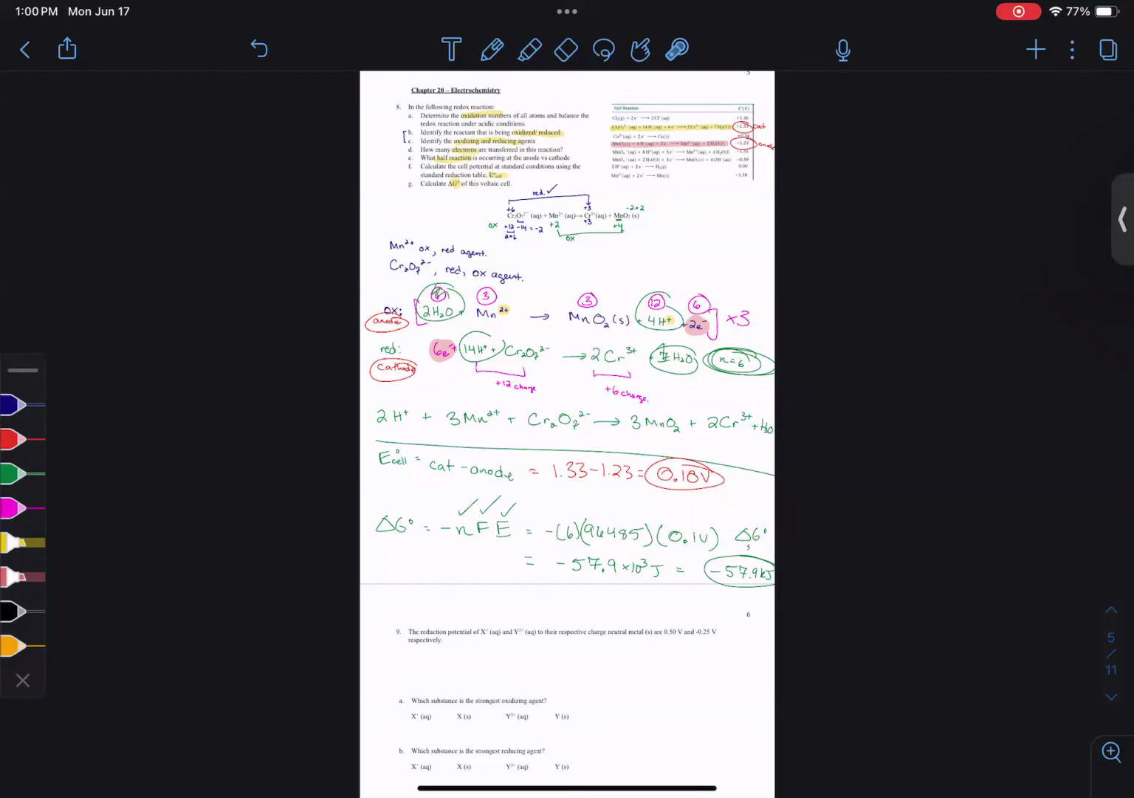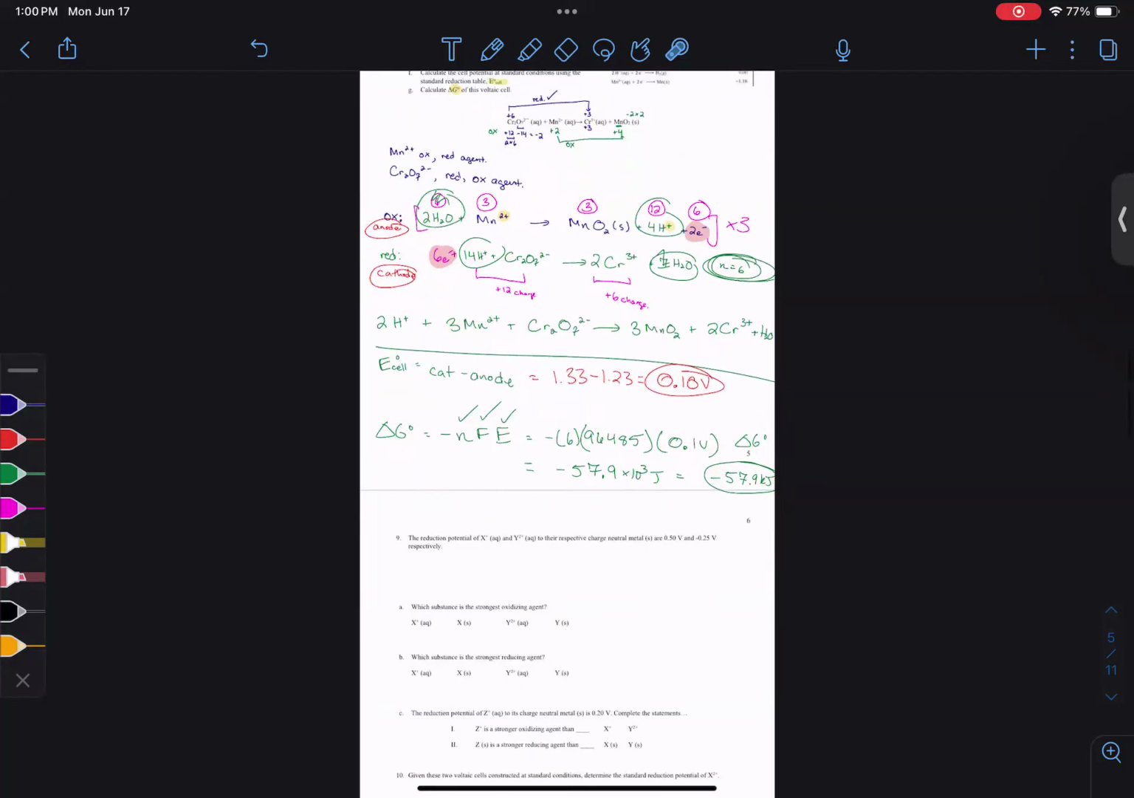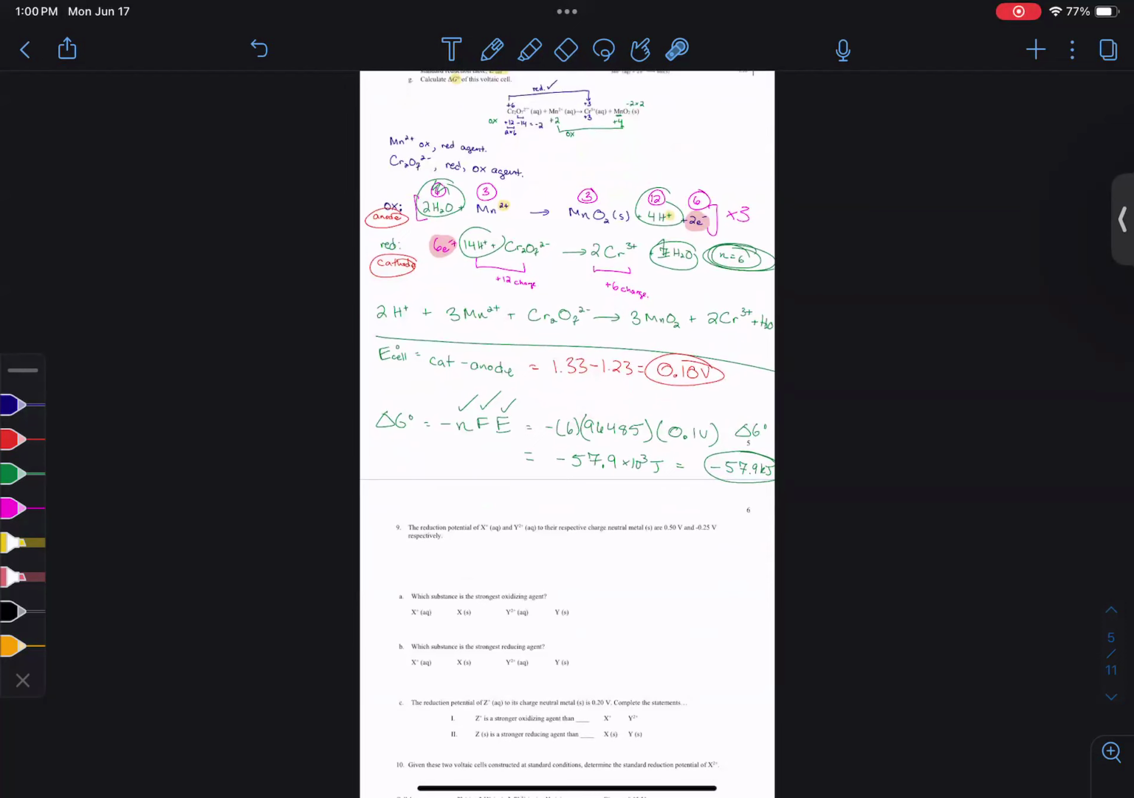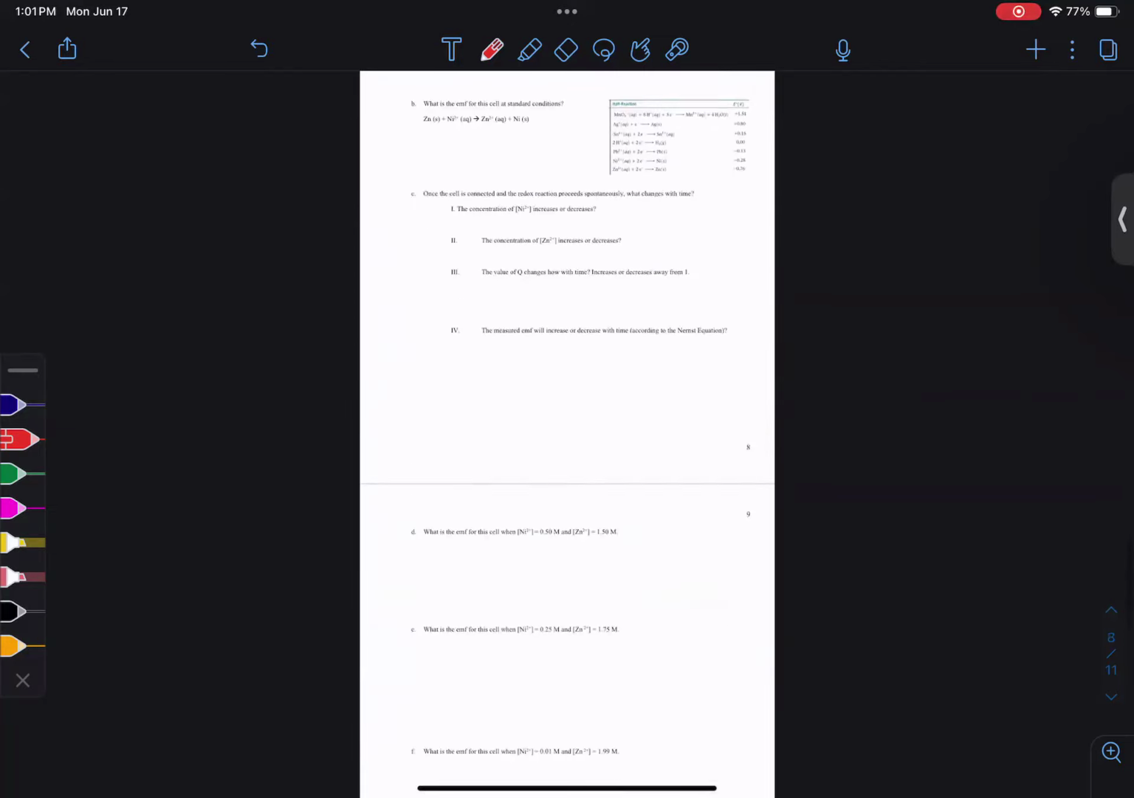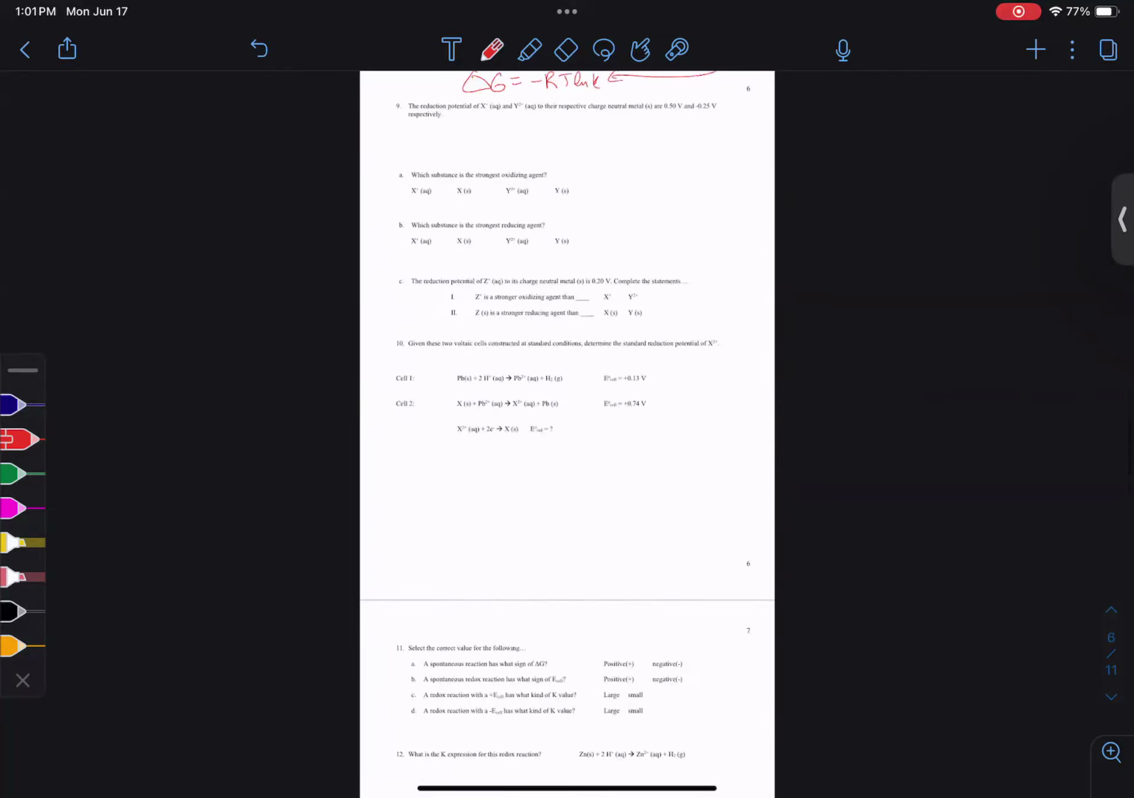I could have gone one step further and asked you what K is. We can just take that delta G and stick that into our K expression. The delta G equals negative RT ln K. That's probably the last thing I could ask you. All right, so let's see. How much more do we have? Oh, a couple pages. Okay.